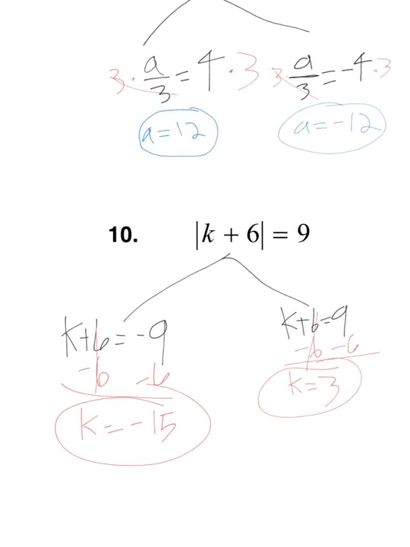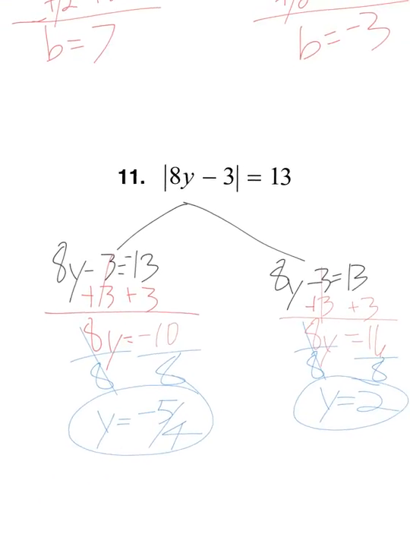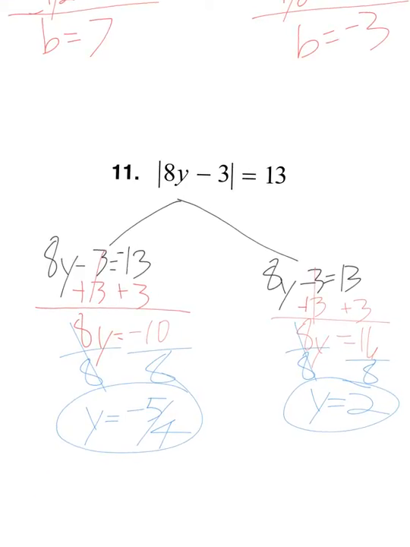Number 10, similar problem. K plus 6 equals 9. Set it equal to -9, so that won't equal 9. Minus 6 each side, you get -15 for one answer, and you get 3 for the other answer. Number 11, a little bit extra work because you have a number by the letter now. So I set it equal to -13, and I set it equal to 13. I can add 3 to each side, and then I'll have to divide by 8. When I do that, I get a fraction for one of them, -5 over 4, and then I get +2 for the other one.